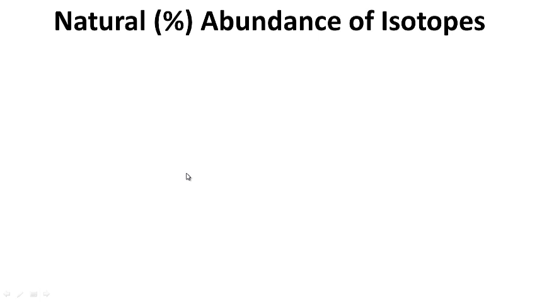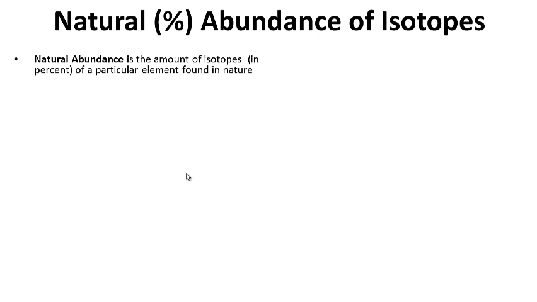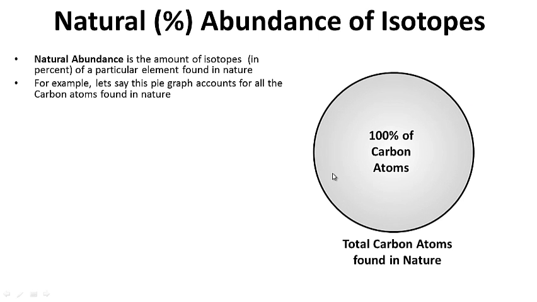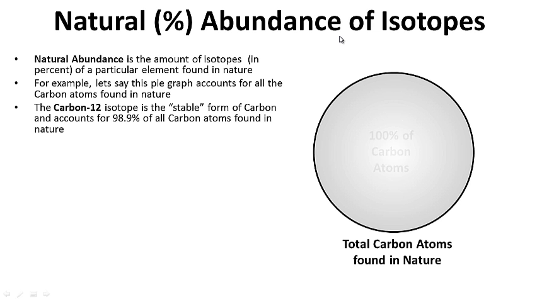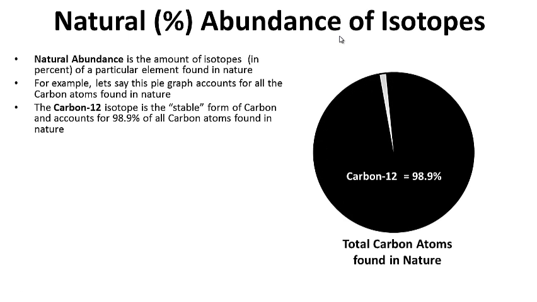Okay, so natural percent abundance of isotopes. Natural abundance is the amount of isotopes in a percent for a particular element found in nature. So for example, let's say this pie graph over here accounts for all the carbon atoms found in nature, 100%. Well, the carbon-12 isotope is the stable form of carbon and accounts for about 98.9% of all carbon atoms found in nature. Therefore, we say carbon-12 has a natural abundance of 98.9%. So in other words, if you were to pick up a sample of carbon, 98.9% of them would be the carbon-12 atoms or isotopes.